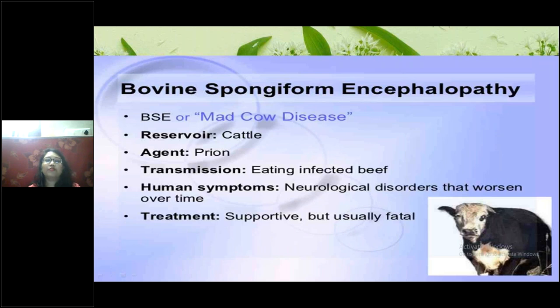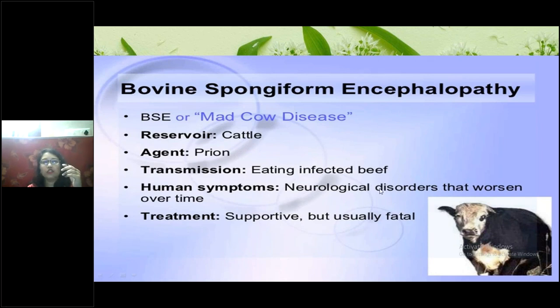Then there is bovine spongiform encephalopathy. I think you might have been quite small when there was a huge outcry because of mad cow disease in England, in which the agent is a prion, an infectious proteinaceous agent. It doesn't have DNA or RNA. It doesn't have a nucleic acid, and the infectious agent is basically a proteinaceous particle. And this is transmitted by eating infected beef.